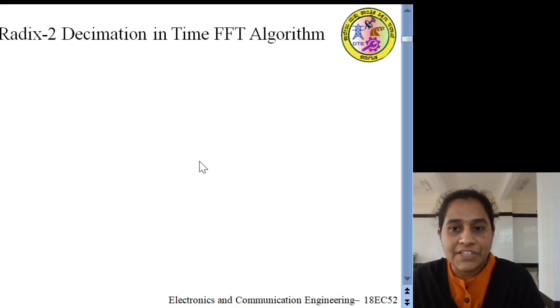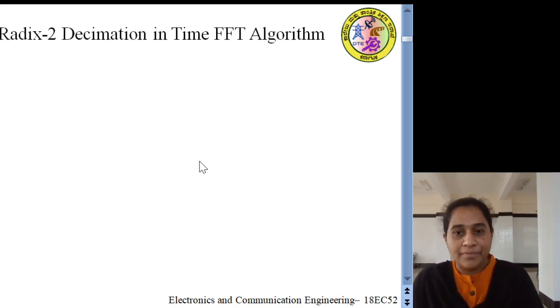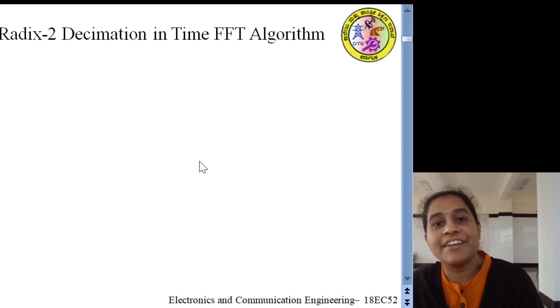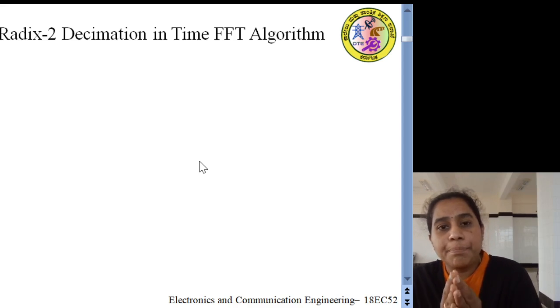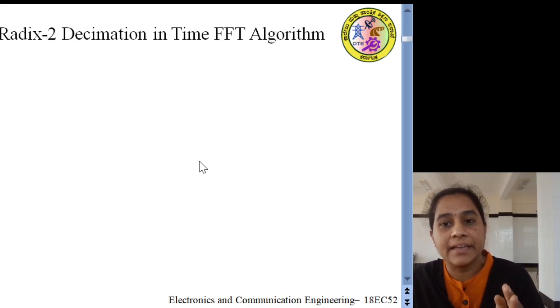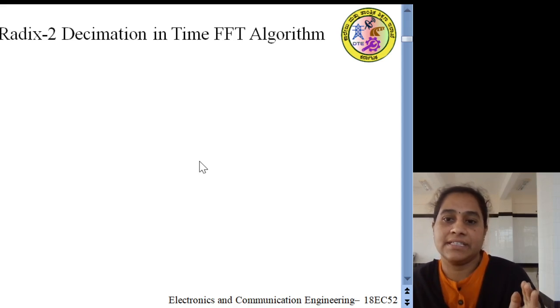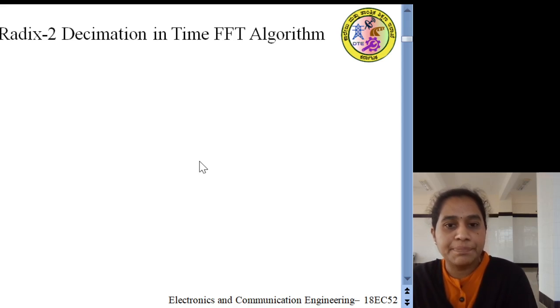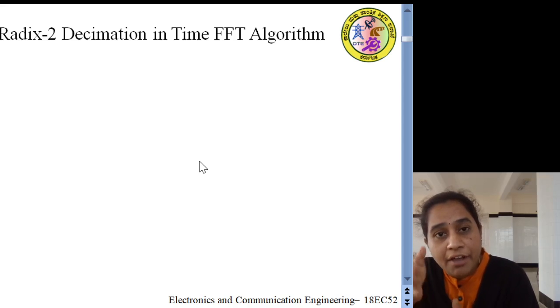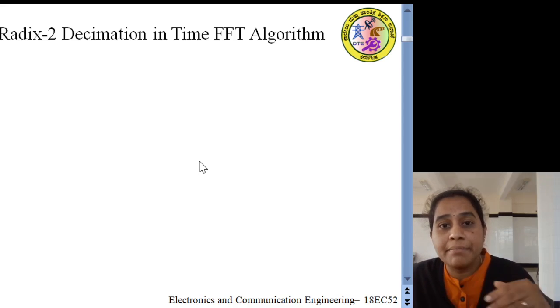In this session we are mainly concentrating on the radix 2 decimation in time FFT algorithm. Decimation here refers to splitting or dividing the sequence. As in this particular radix 2 decimation in time FFT algorithm, we are considering the signal which is in time domain and we are splitting, or decimating, in terms of time signals.